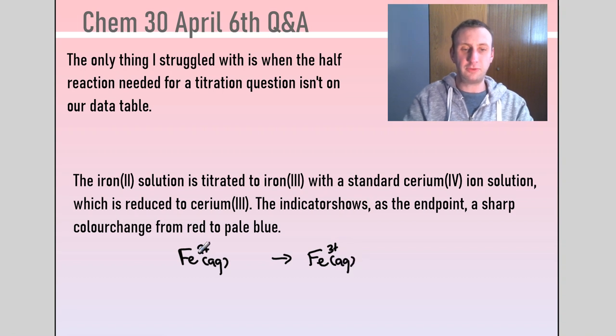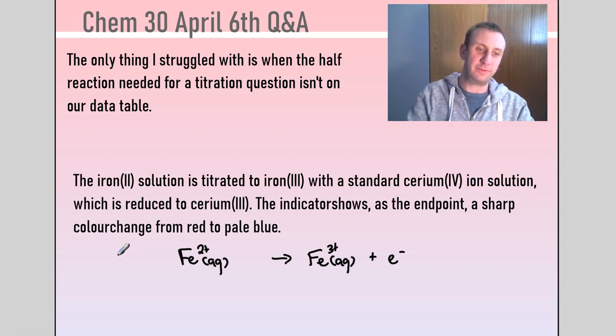And given that iron 2 is turning to iron 3, I'll need 1 electron on the right to make that balance out on both sides as 2 positive. So that is an oxidation.